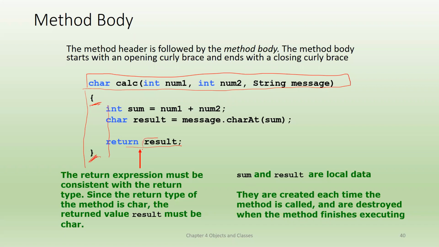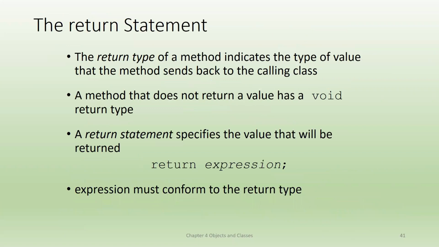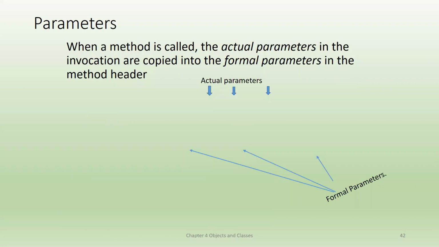So return result. Why do we need to return? Because it has a return type, char. So you need to give back a char, and your result is a char. Okay, you always give back whatever the return type is. We discussed that already. You can look at that.